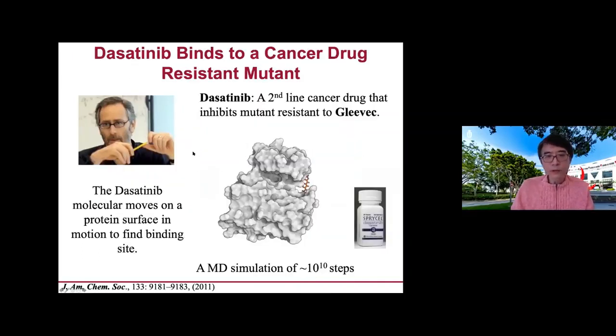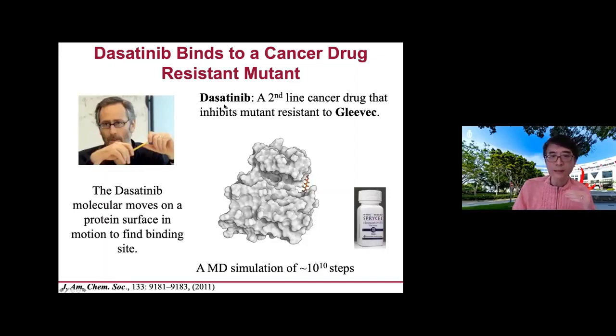Okay, what can we do with that? Here's an example from the Anton supercomputer simulations, where it shows a second line drug. Remember, when we talked about the Gleevec example, Gleevec is a first line cancer drug, right? So the drug resistance mutant will develop after a number of years, and then people also developed second line cancer drugs treating the drug resistant mutant of Gleevec.